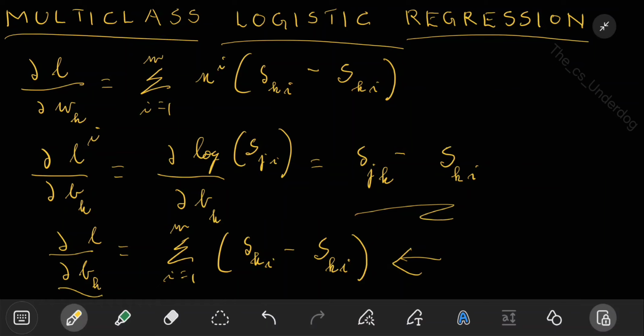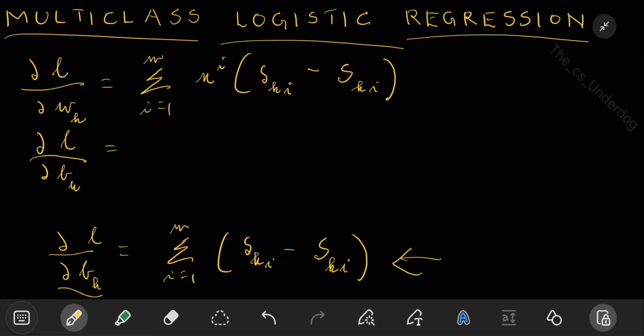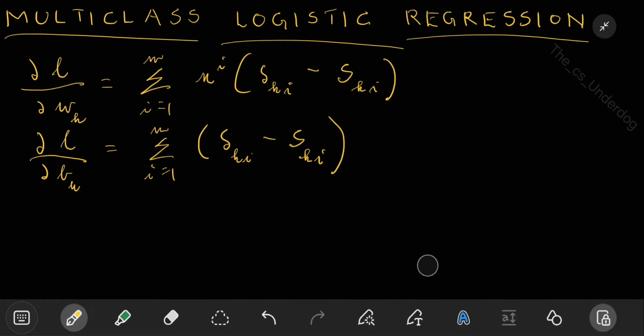This is the final answer you're going to get. I just wanted to write the final answer here. So del by del bk of L, that is, for the bias term, will be sigma i equal to 1 to m. This x_i won't be there. It will be delta_ki minus S_ki. So these are the two derivatives that you want: one with respect to wk and one with respect to the bias term bk.